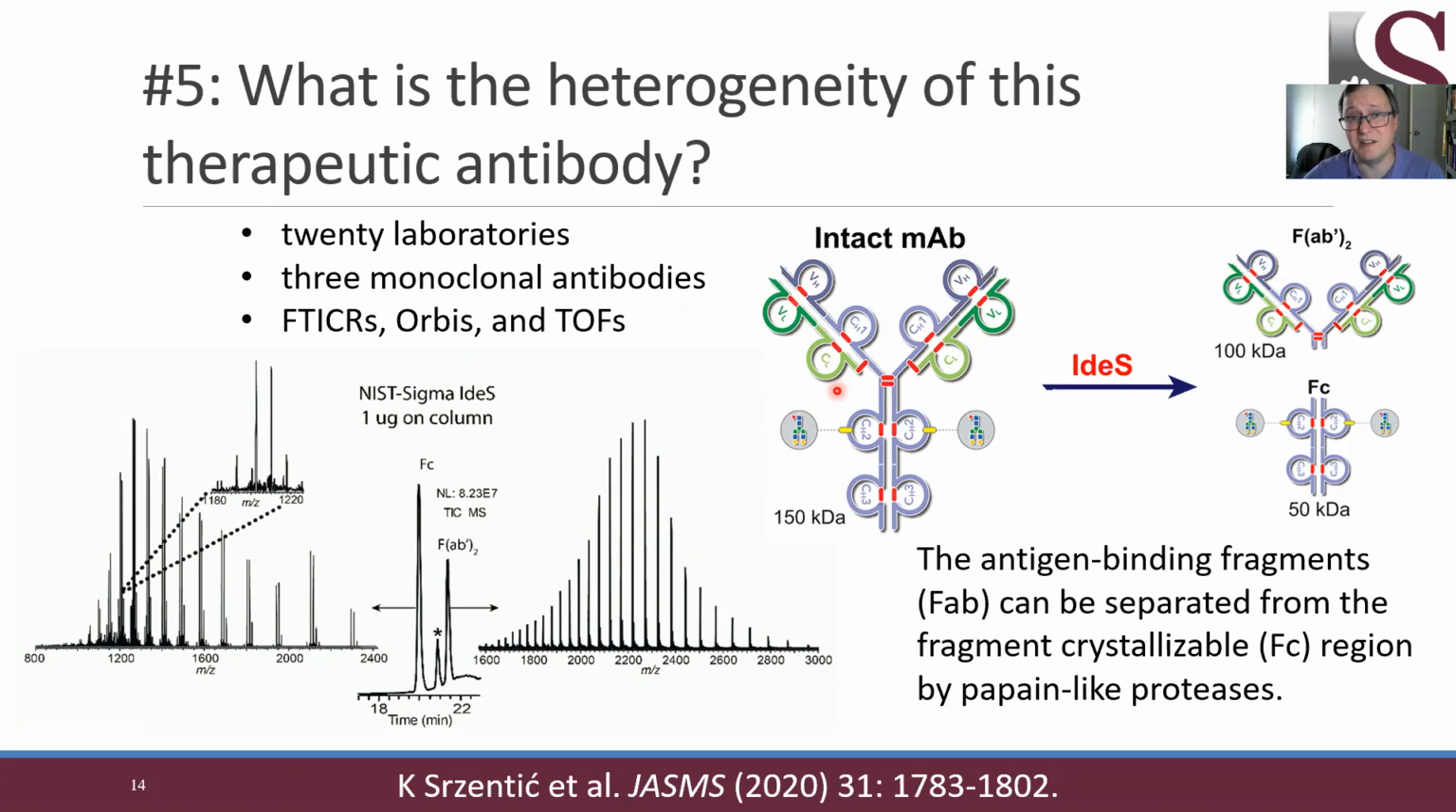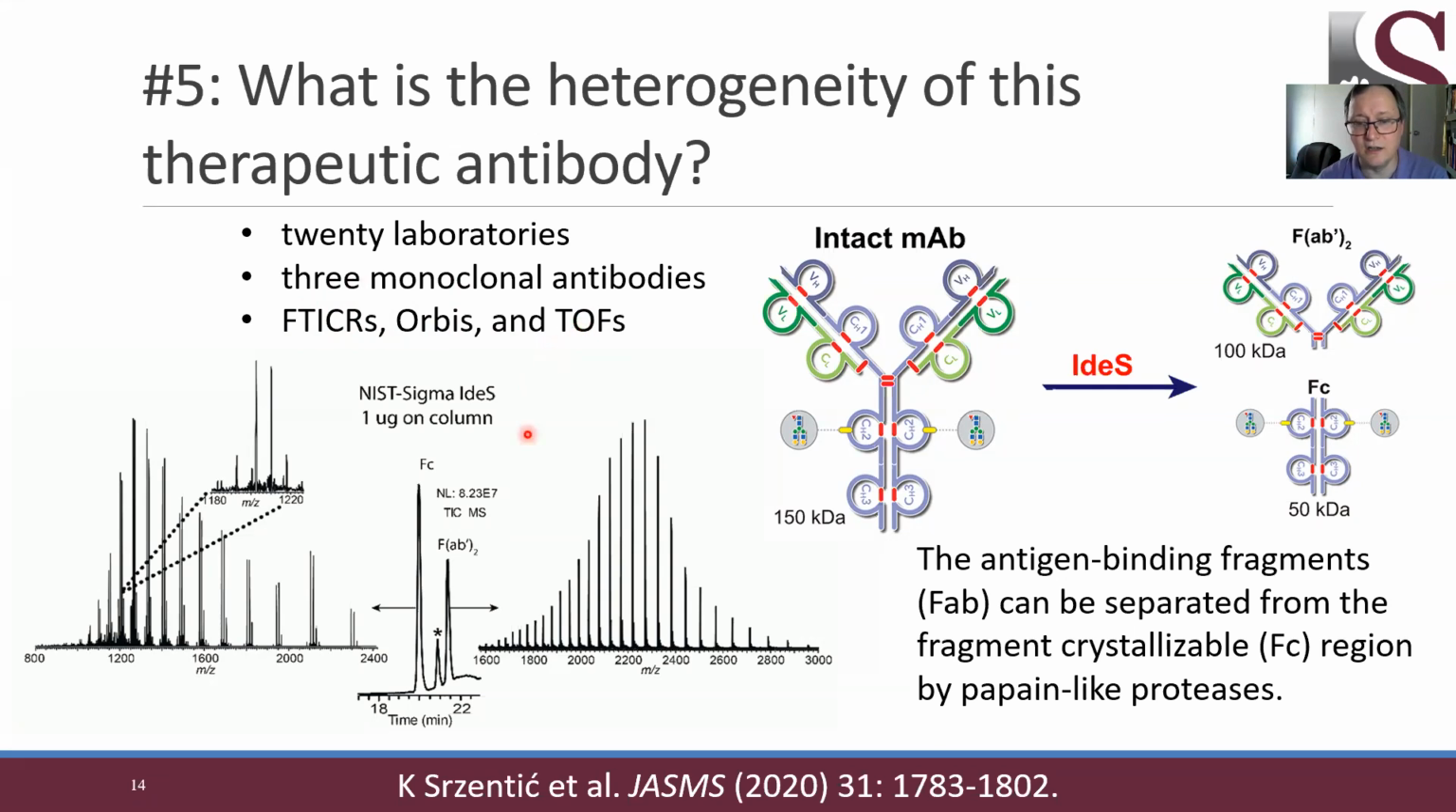Antibody research is obviously very important. Anyone who's been following COVID-19 knows that the Regeneron treatment of injecting antibodies into patients with COVID-19 helps them to respond more effectively, we think, to the virus. In this case, 20 laboratories were given 3 monoclonal antibodies, so not a mixture of antibodies, just single antibodies at a time, and they were using Fourier transform instruments, Orbitraps, and time-of-flight instruments. That's an important thing. You don't have to have Fourier transform to be able to do effective top-down work.